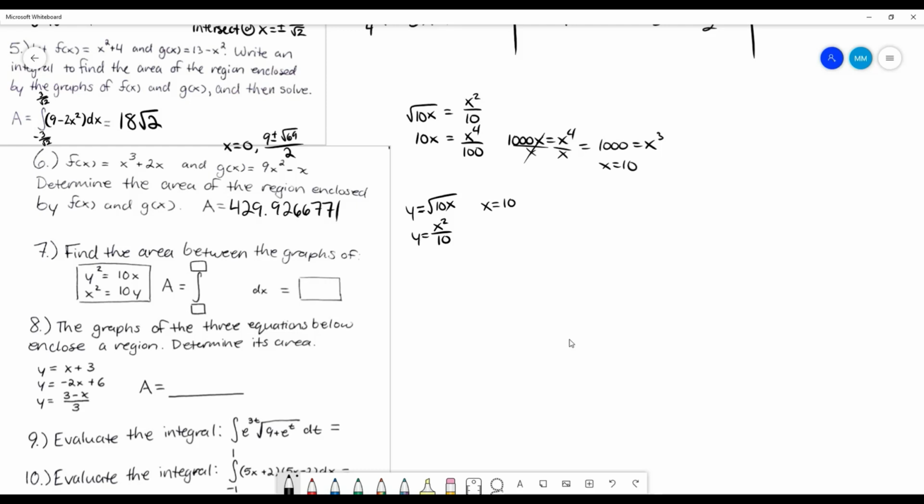Do they intersect anywhere else? Because we aren't given an interval, so there should be another point to consider, but I'm not seeing what that would be.